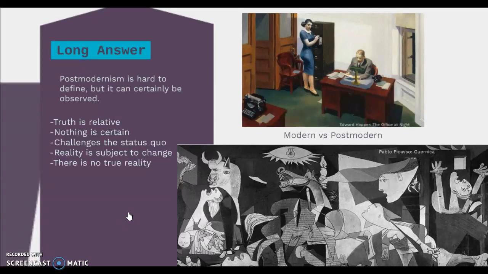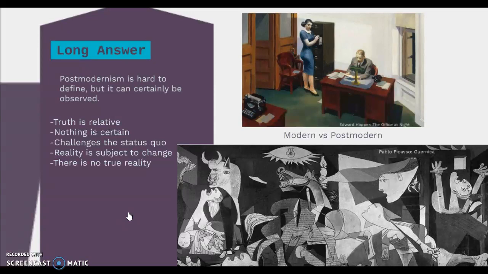So we're in postmodernism. Nothing is truth. Truth changes for every person. Nothing is certain. There is no fact. There is no reality. Reality is different from person to person, and it's subject to change from second to second.